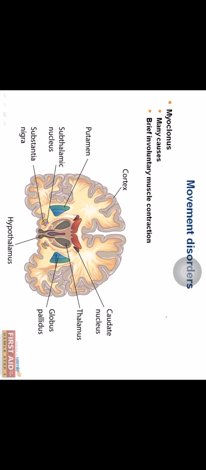Myoclonus is a sudden, brief, involuntary muscle contraction. You can also think of it as sort of a hiccup. You can also get this type of contraction in myoclonic seizures. The cause of myoclonus is not well understood, and although it is usually benign, it can be a symptom of a variety of diseases. Dystonia is a sustained, involuntary muscle contraction.